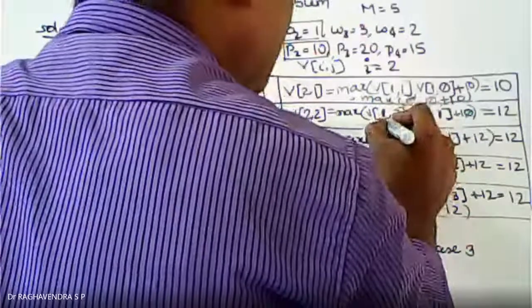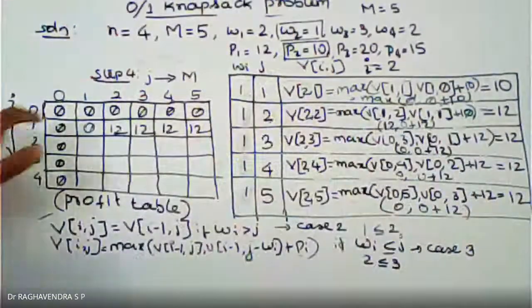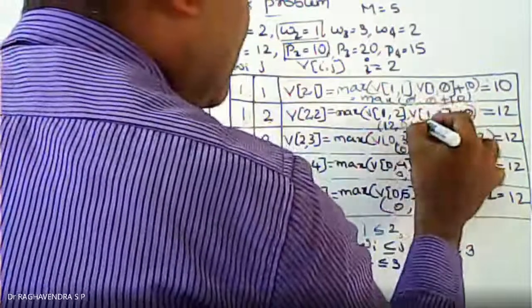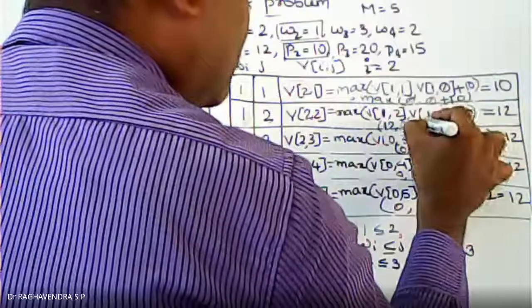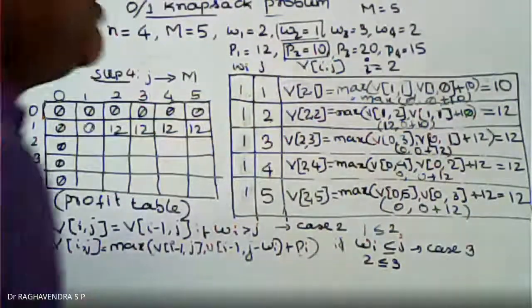So this is 12. We have V of 1 comma 1, which is 0, plus 10. So at one end we have 12, at the other end we have 10. Which is maximum? 12. So 12 is maximum, so we will retain 12 as it is.